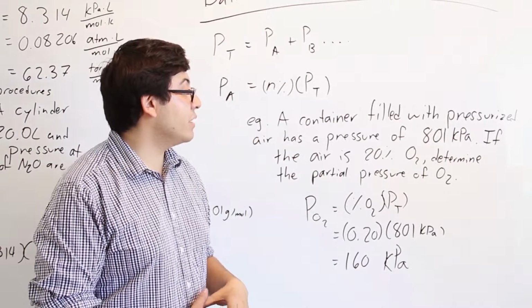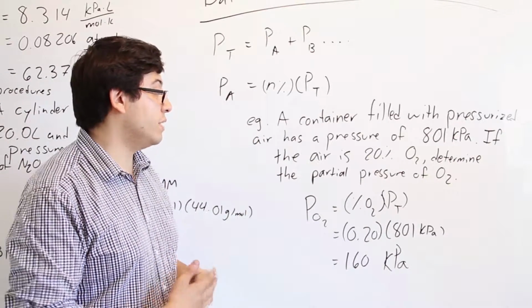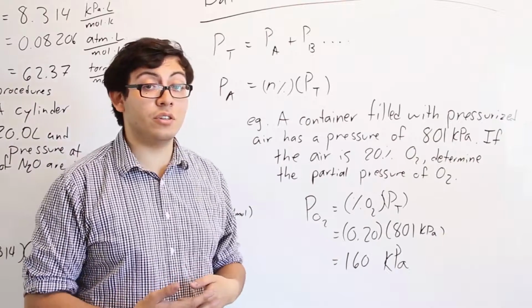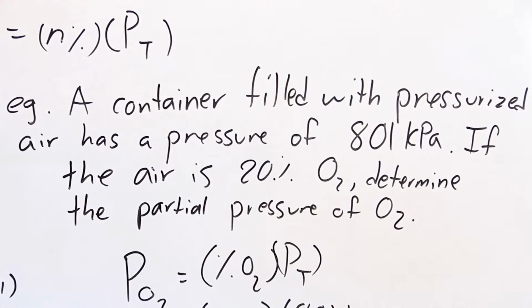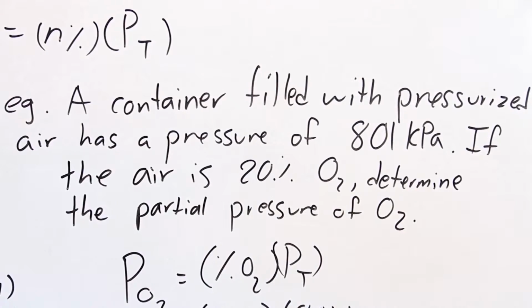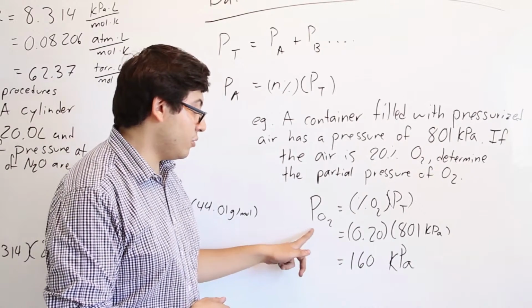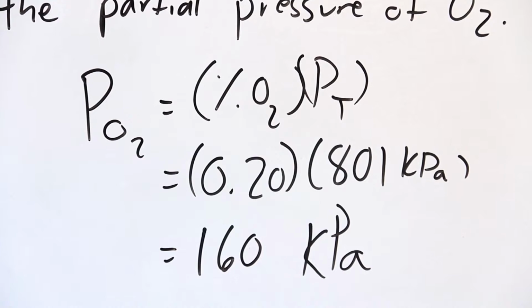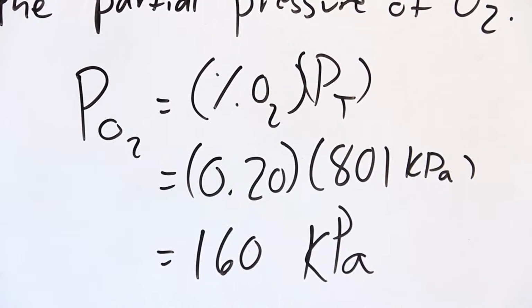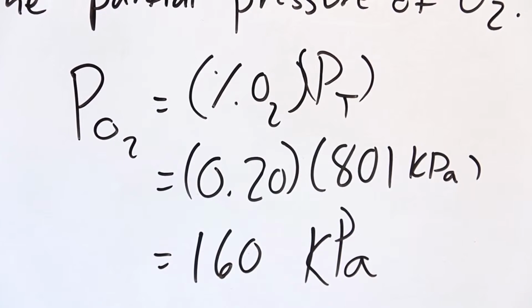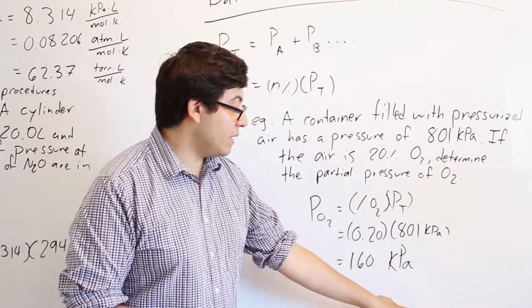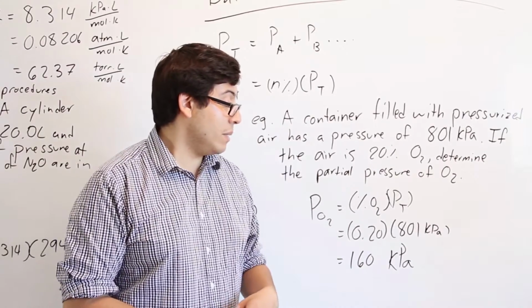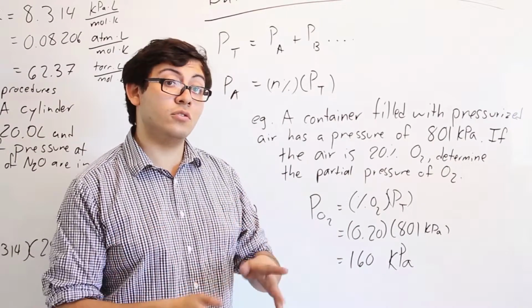Over here I have an example. We have a container filled with pressurized air, and it has a pressure of 801 kilopascals. If the air is 20% oxygen, we need to determine the partial pressure of oxygen. So it's just a very simple calculation. The partial pressure of oxygen, PO2, is equal to the percent of O2 times the total pressure in the container. So we have 0.2, as in 20%, times 801 kilopascals, and that gives us 160 kilopascals as the partial pressure of just oxygen.